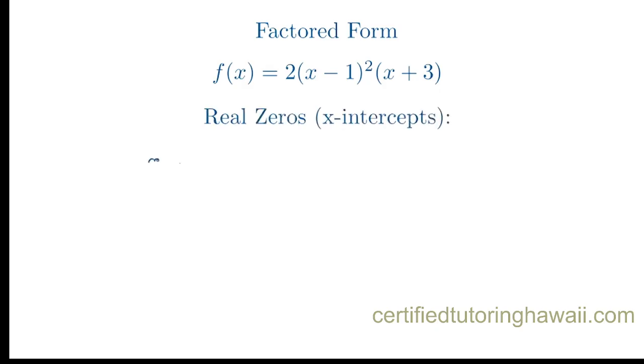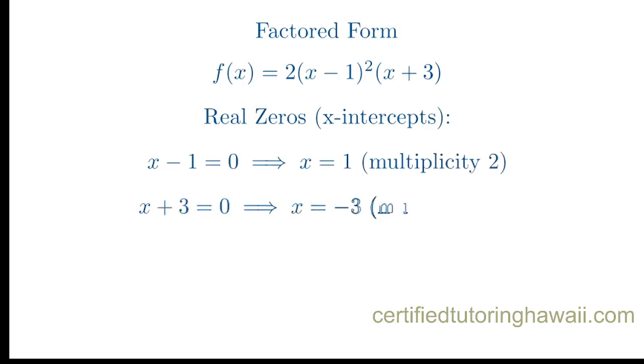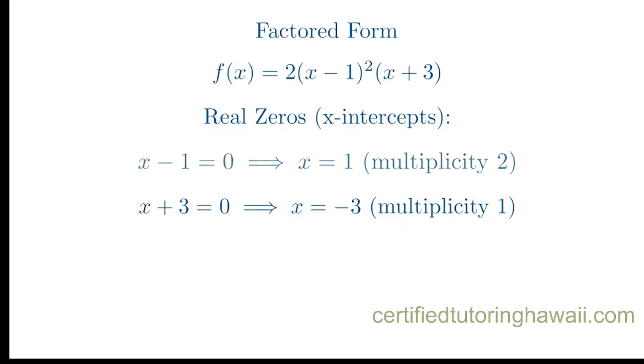A zero is where the function's graph crosses or touches the x-axis, so these are our x-intercepts. The exponent on the factor x minus 1 is 2. This is called the multiplicity. A multiplicity of 2 means the graph will touch the x-axis at x equals 1, but won't cross it.